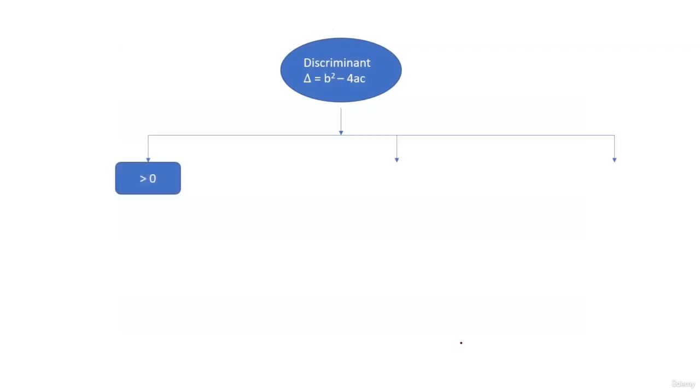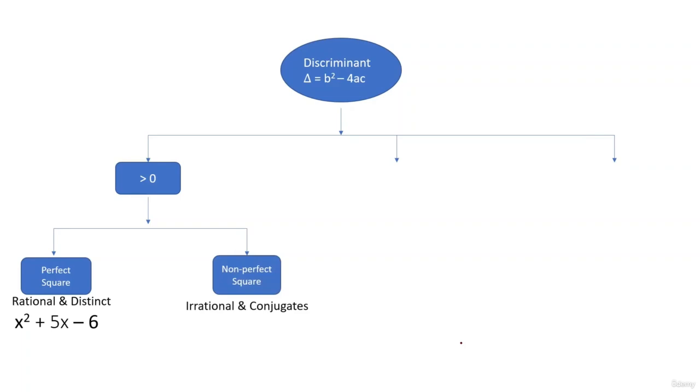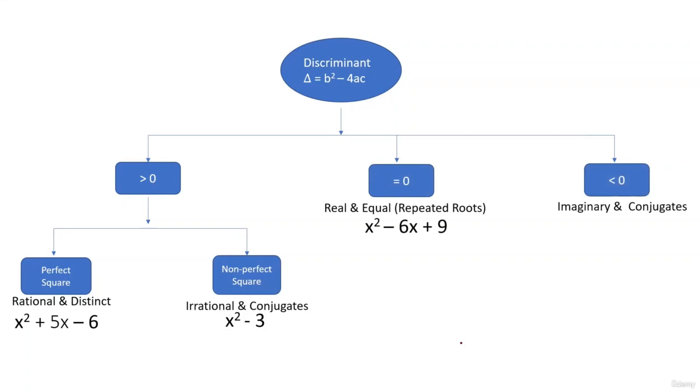Okay, and if the discriminant is positive, we have two possibilities. If it is a perfect square, the roots are rational and distinct. We can take the example of x square plus 5x minus 6, where the roots were rational and distinct. If the value of discriminant or delta is positive but not a perfect square, the roots are irrational and they will be conjugates, like the x square minus 3 example, right? If the roots are real and equal, that is when delta or discriminant is equal to 0. That is, the root is minus b by 2a in that case. Directly you can say that. And if the value of delta is less than 0, the roots are imaginary and they will be conjugates. So x square plus 4 is that kind of an equation.